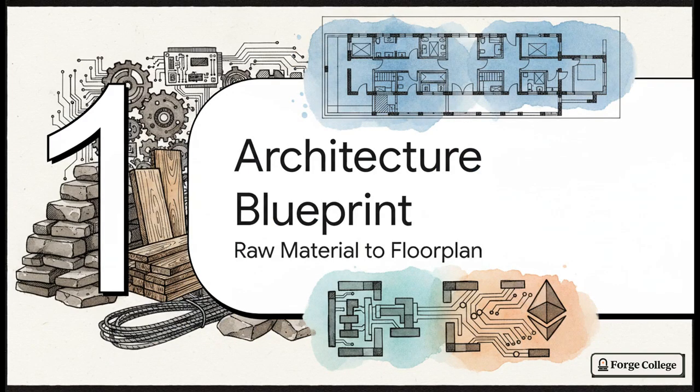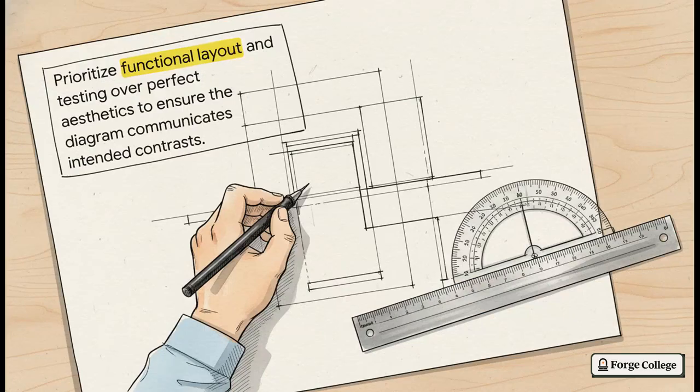Section 1. The architectural blueprint, from raw materials to floor plan. Look, a good architect wouldn't dream of building a skyscraper without sketching it first, right? So we need to strategically organize your raw components. And hey, don't let the blank page freak you out. We are drafting with a strict engineering mindset here.